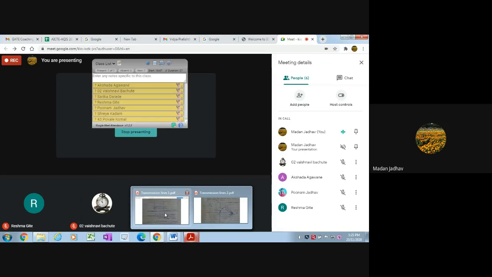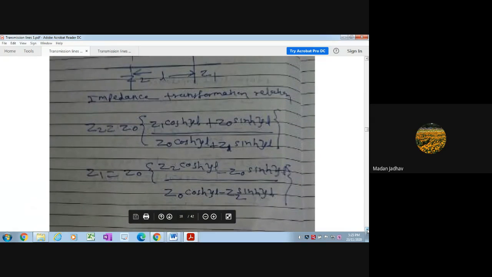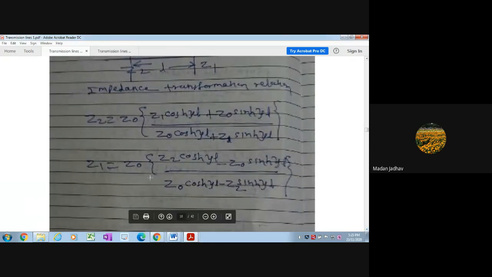Now, how can you find Z1? You know Z2. You consider that Z2 is the input impedance and Z1 is the load impedance. Then Z1 = Z naught (Z2 cosh γL − Z naught sinh γL) / (Z naught cosh γL − Z2 sinh γL). By using this equation, it is possible to find the impedance.